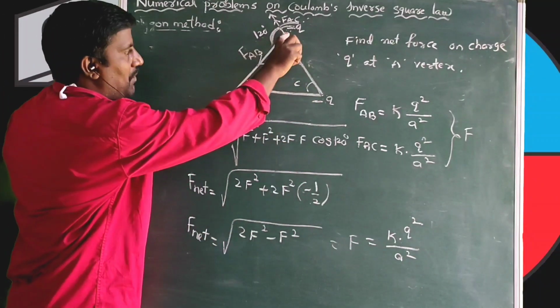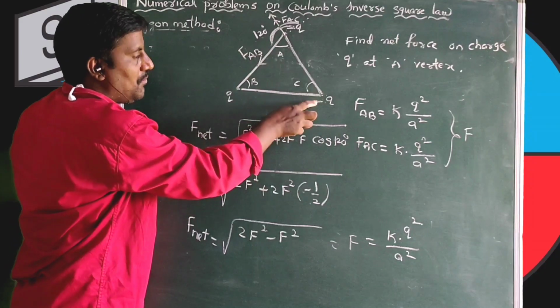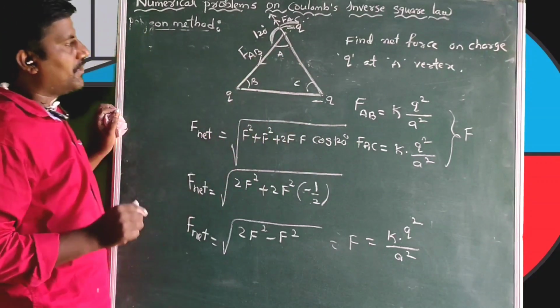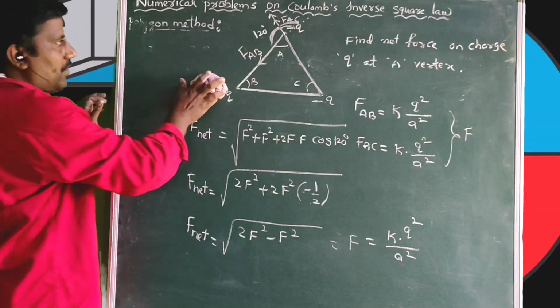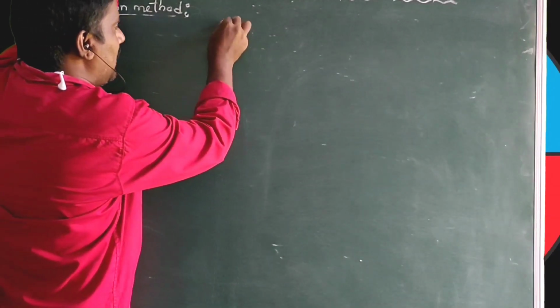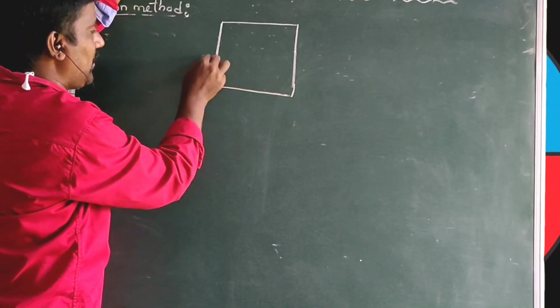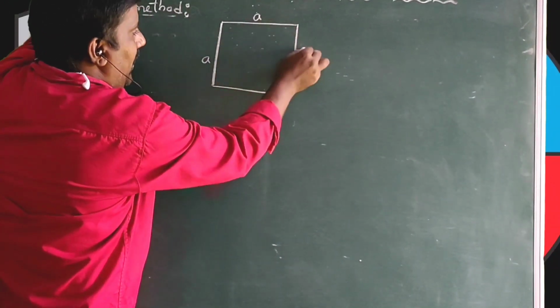Now the charges here are minus Q, this is plus Q and minus Q. So the net force on charge A. Okay, so this is a square. The side length of the square I consider as A.